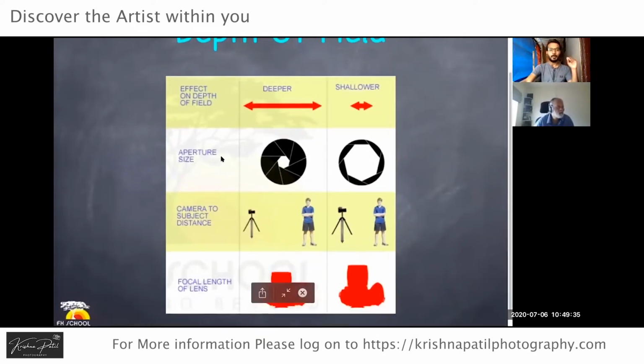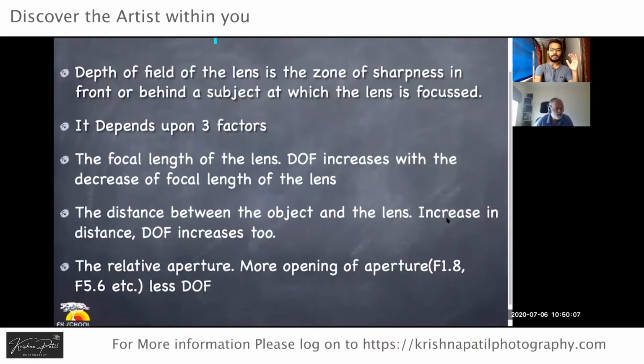If my aperture is very small, sorry, my aperture number is very big, like f11 or f18, what will happen? Too little light will get captured in the camera. Then the second factor is the camera to subject distance. Here, my camera is placed and my subject is at the same distance. In both cases, the distance between the camera and the subject is the same. But the third factor is the focal length of the lens.